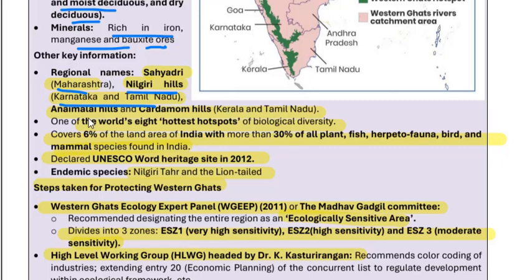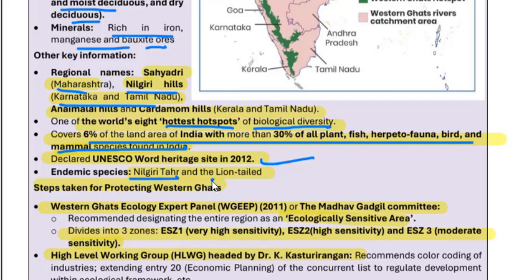It is one of the world's eight hottest hotspots of biological diversity. It covers 6% of the land area of India, with more than 30% of all plant, fish, herpetofauna, bird and mammal species found in India. It was declared a UNESCO World Heritage Site in 2012. Endemic species are the Nilgiri Tahr and the lion-tailed macaque. Next, steps taken for protecting the Western Ghats.